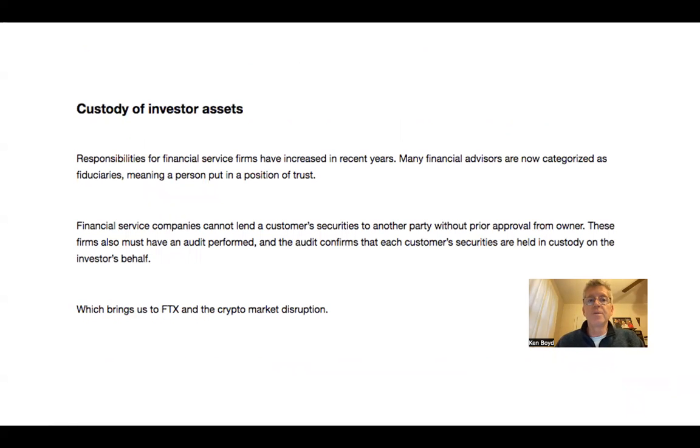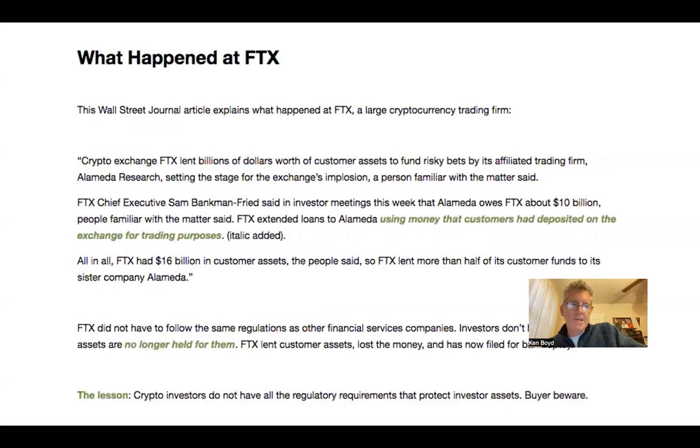Importantly for this discussion, custody of investor assets. Many advisors are now categorized as fiduciaries, meaning a person put in a position of trust. They have more responsibility and more liability if they don't follow the rules. Financial service companies can't lend your securities to another party without your approval. Firms must also have an audit performed. The audit confirms that each customer's securities are held in custody on your behalf, which brings us to FTX and the crypto market disruption.